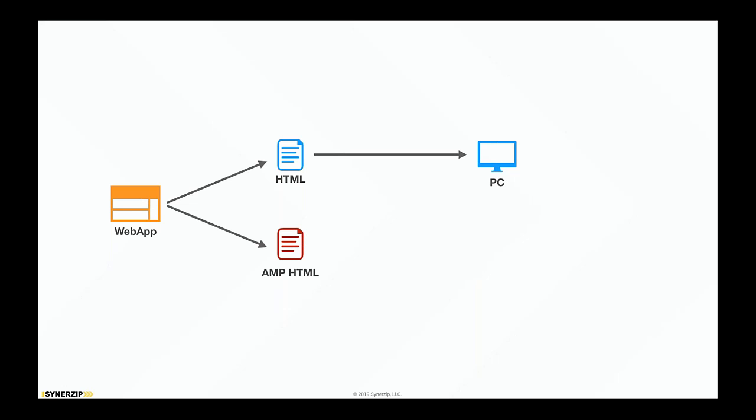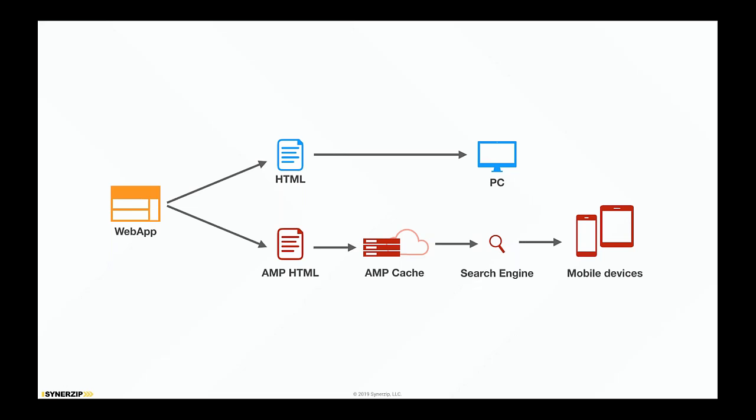So we have a web app which serves HTML pages consumed by PC or mobile. The web app also serves AMP HTML, which is HTML but with AMP-specific tags. These pages are cached by AMP and are available at edge locations, for any user, almost near to where the user is on the network. Now, the search engine indexes these pages separately, and when accessed through mobile, these pages are served.